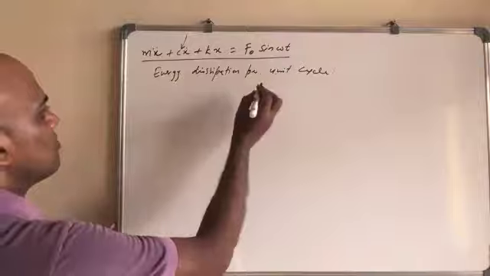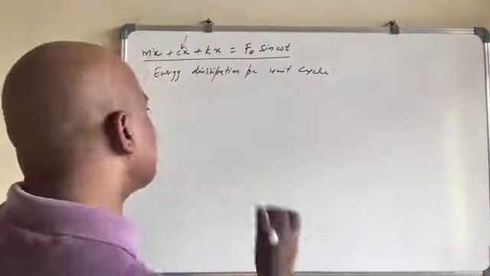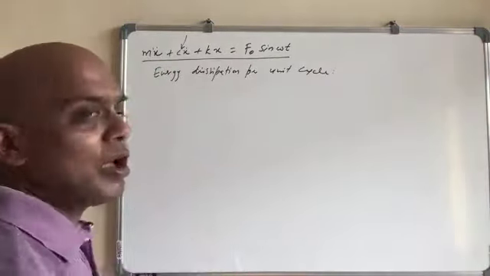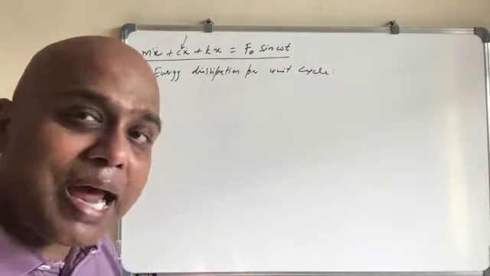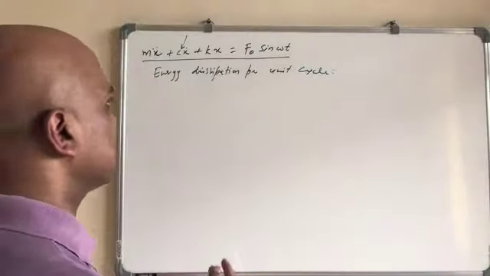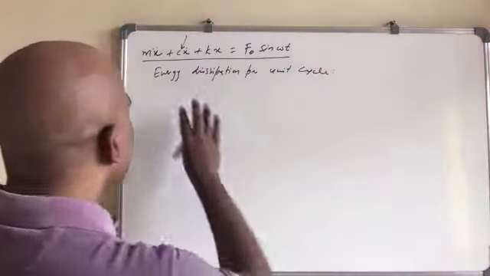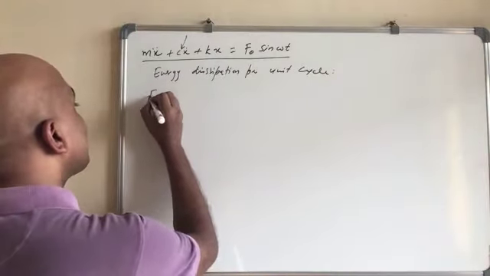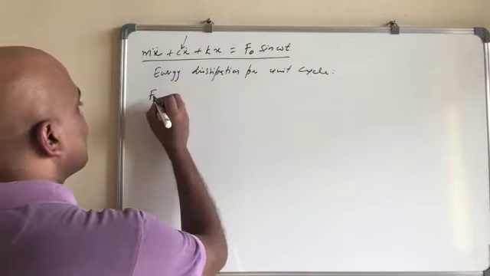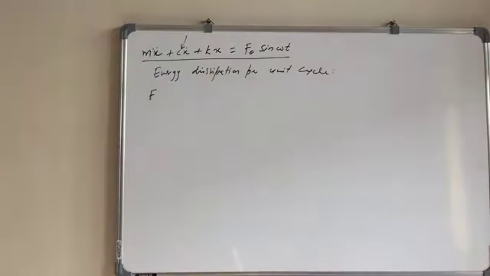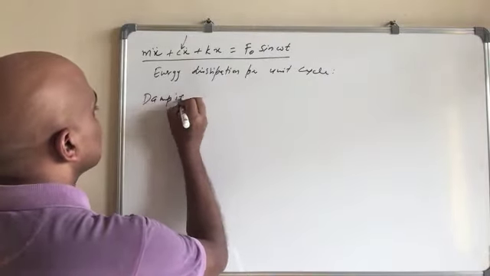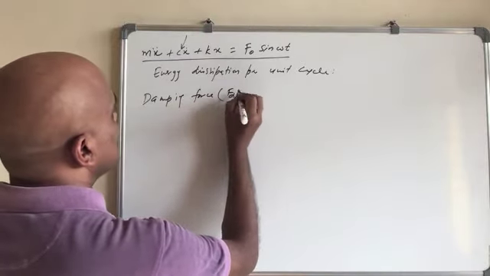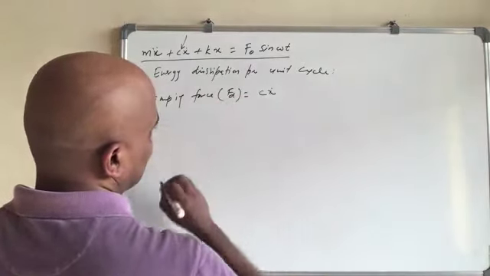So how to find out? We have to find out the work done per unit cycle, and that work done is itself the dissipated energy. So we have to first find out the force, which force, the damping force. So we write damping force Fd is equal to what? C x dot, we know.